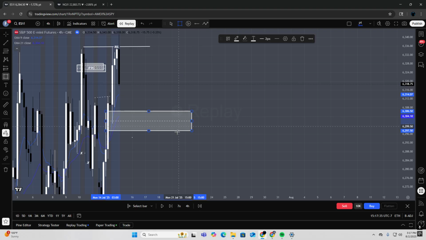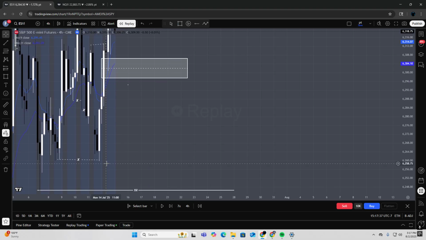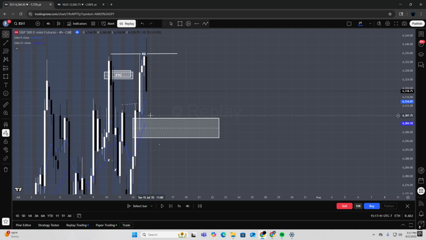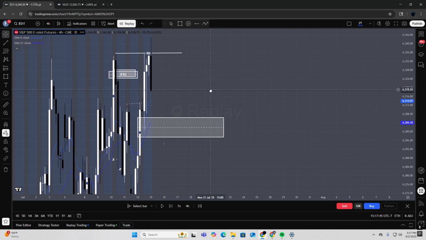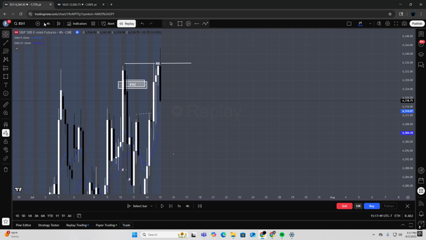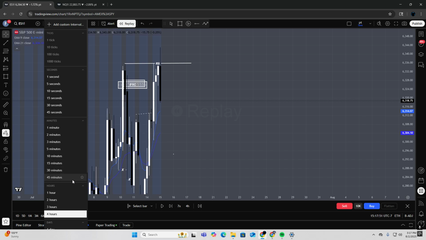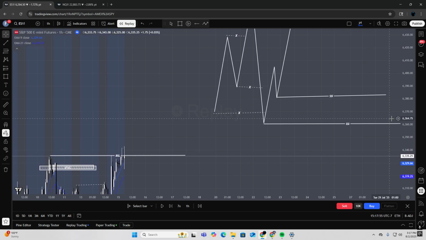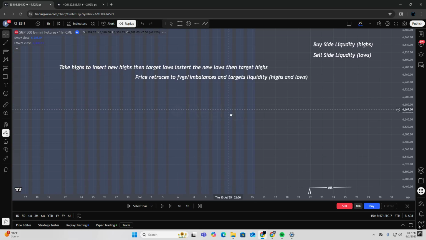If we inverse this 4 hour, then what are we going to do? Target the lows right here, validating our liquidity sweep. However, if we respect this 4 hour, then we're going to obviously target the buy side up here, right? And that's basically how you understand liquidity. Because again, we go back to what I just mentioned before.